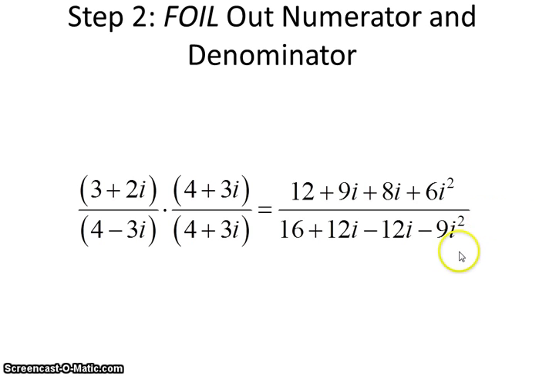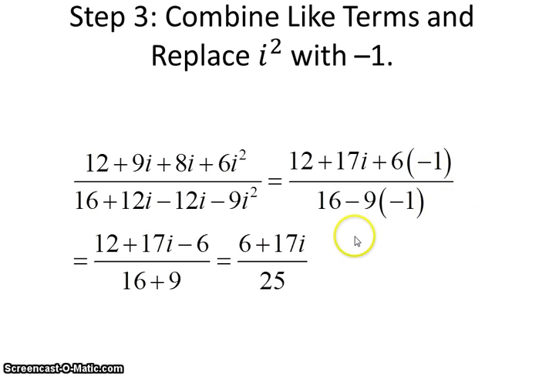So this is what I get when I FOIL everything out, and now I will go ahead and combine like terms, and I know that i squared is equal to negative 1, so everywhere I see an i squared I'm just going to replace that with negative 1. So in this case 9i plus 8i is 17i.